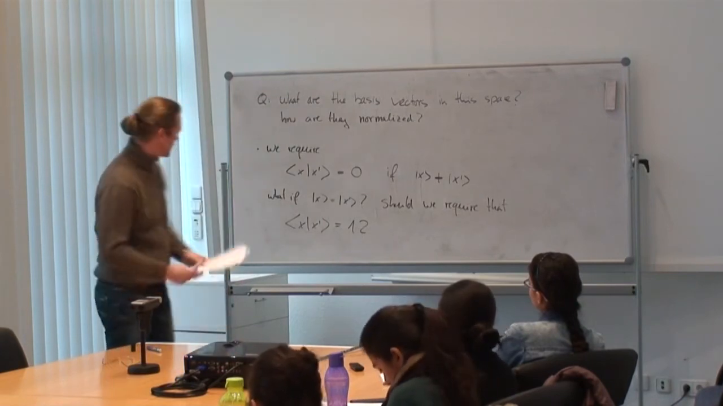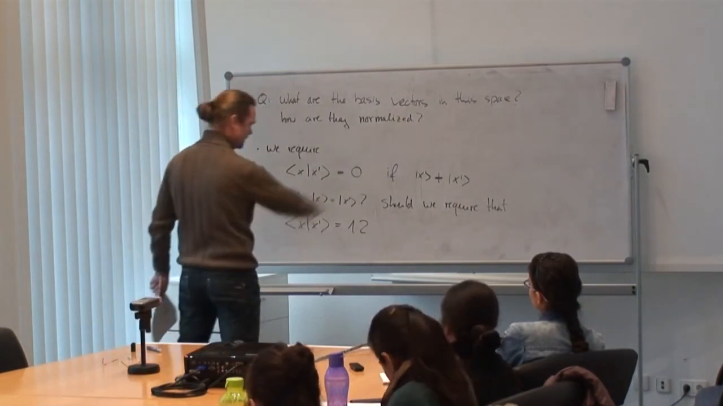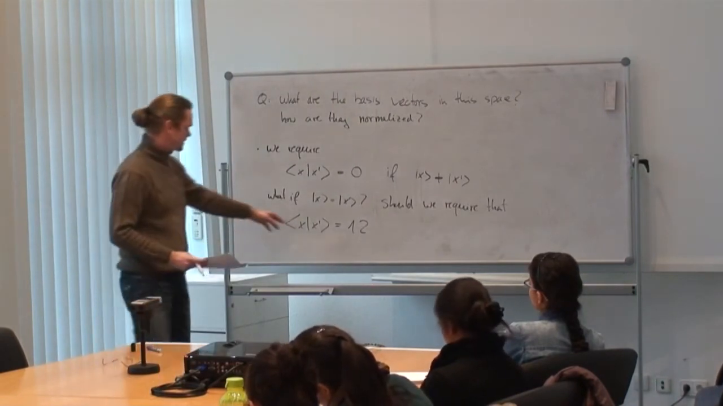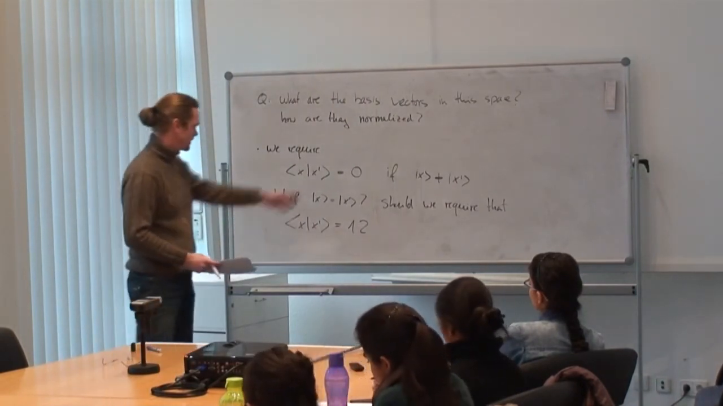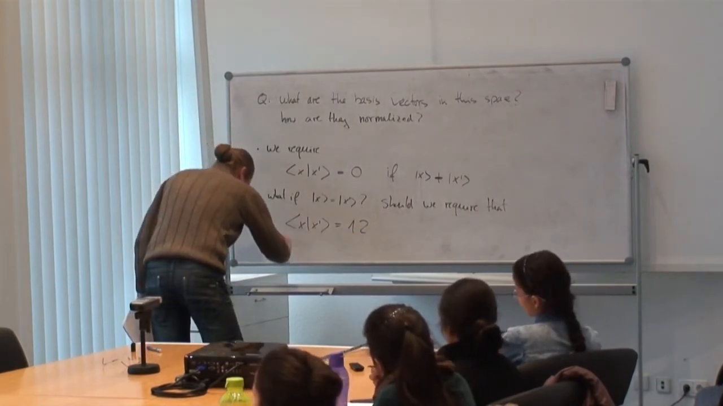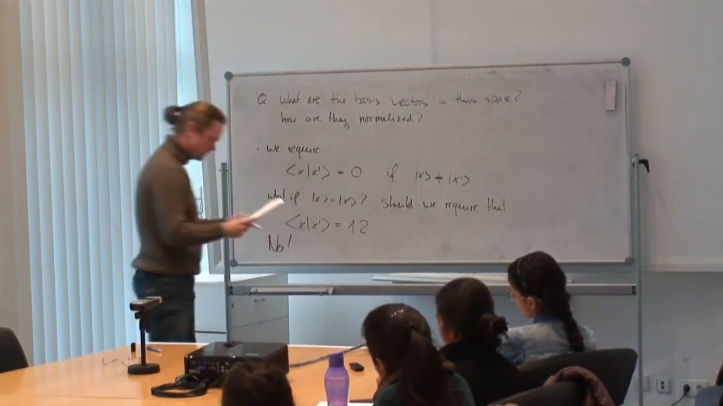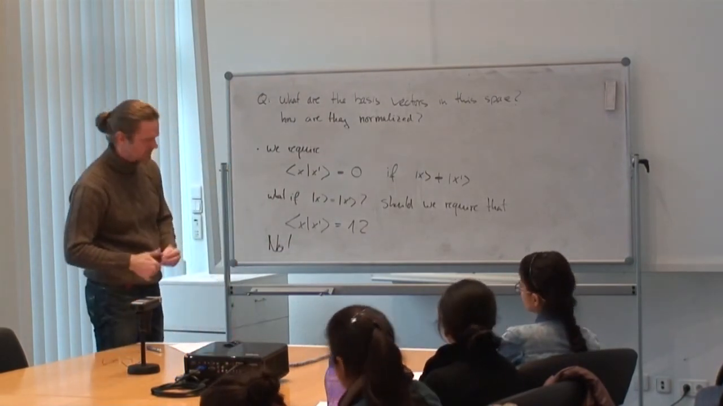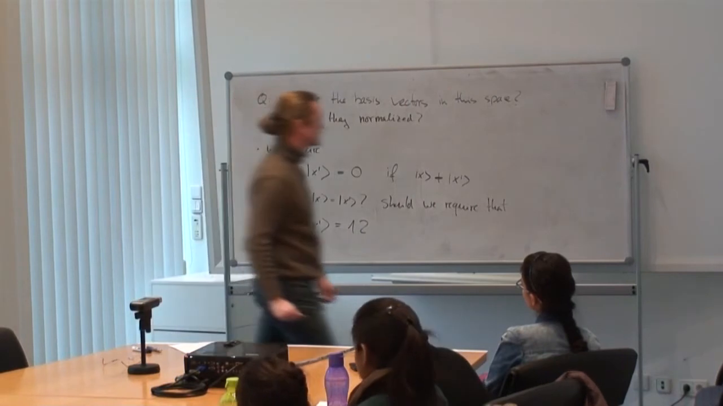And so the answer is no. The answer to this, should we require that the inner product of x and x prime equals 1 if x is equal to x prime? No, we will not require that. No. And I will show you why we should not do that.